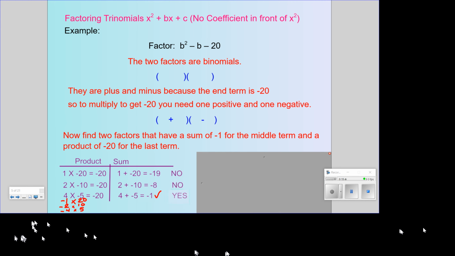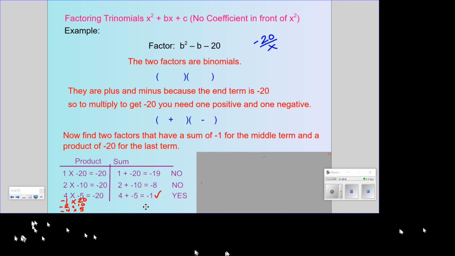And again, if you weren't sure, you could go to that calculator and graph negative 20 over x and scroll through all the possible combinations of positive and negative factors and figure out which pair would add up to negative 1.